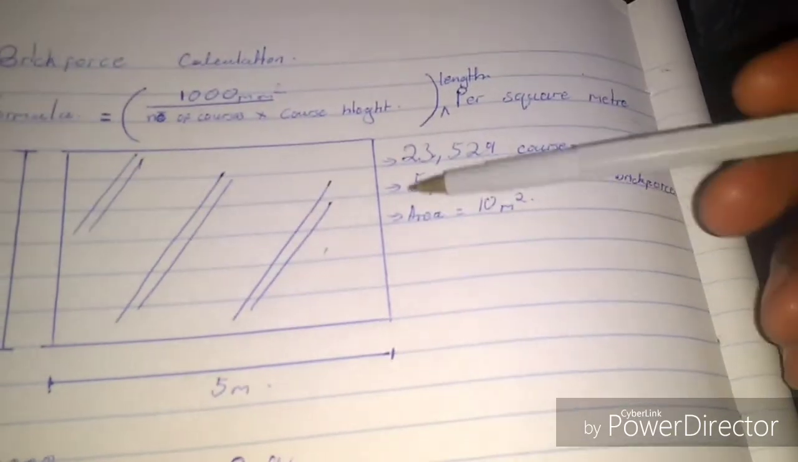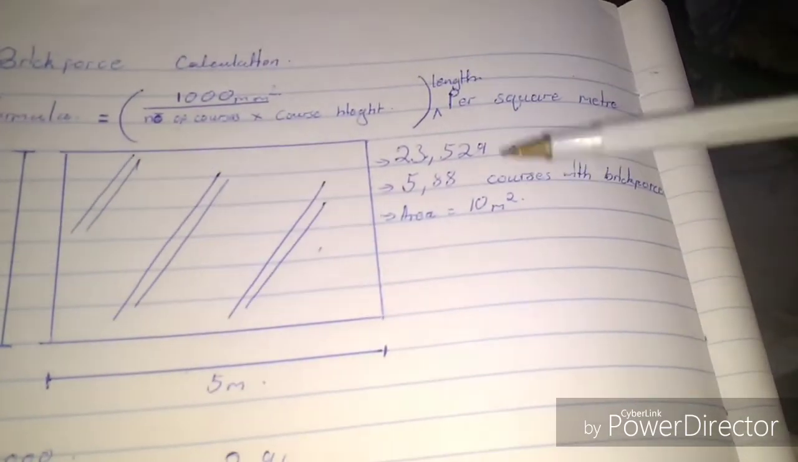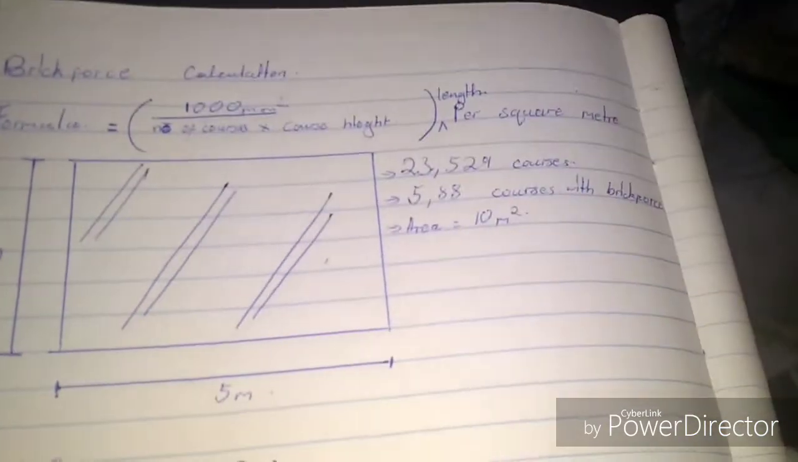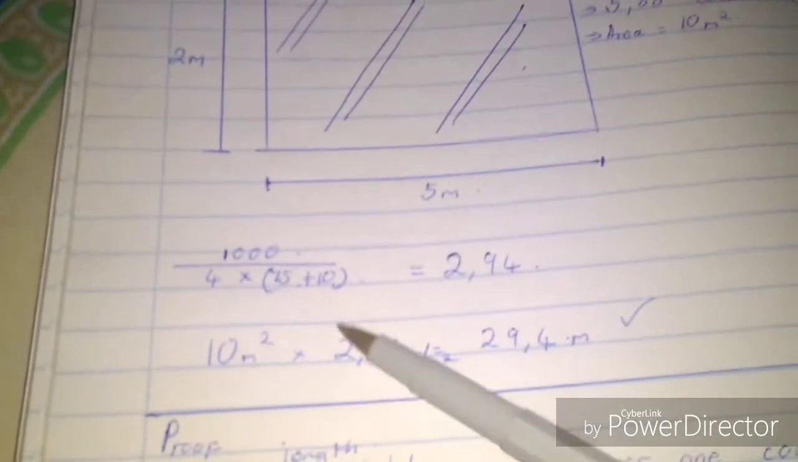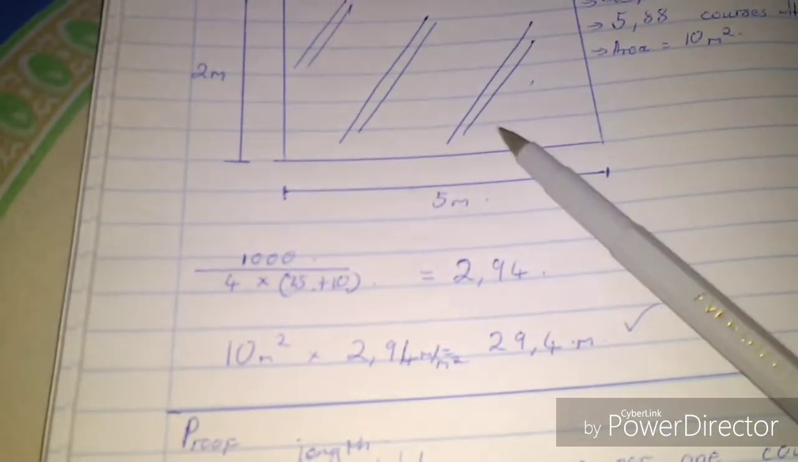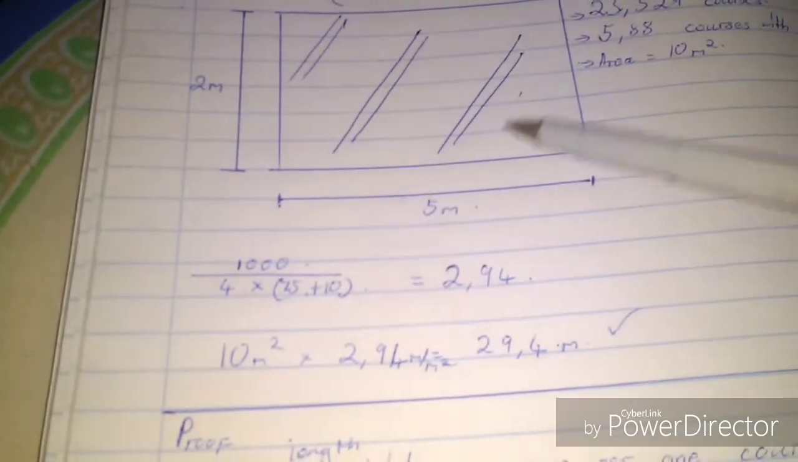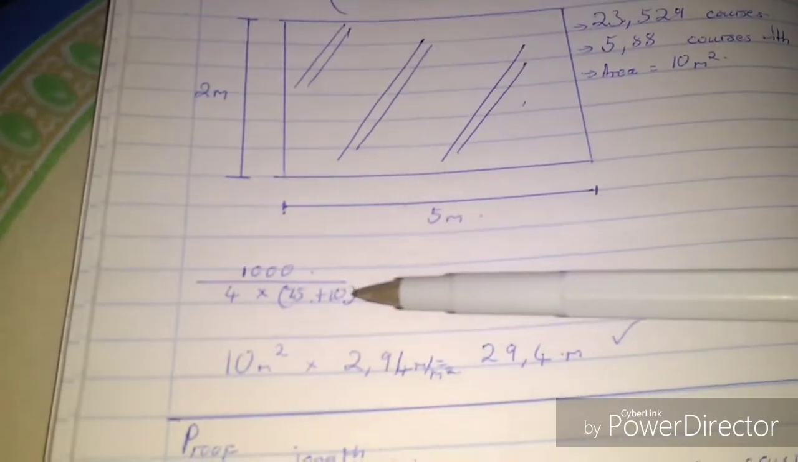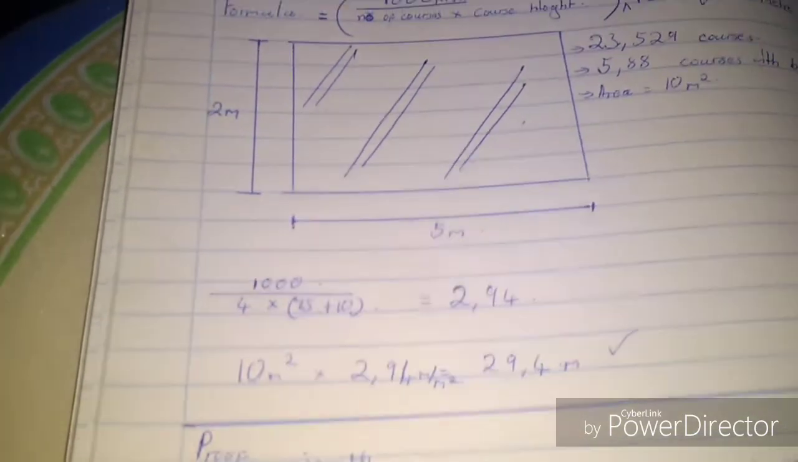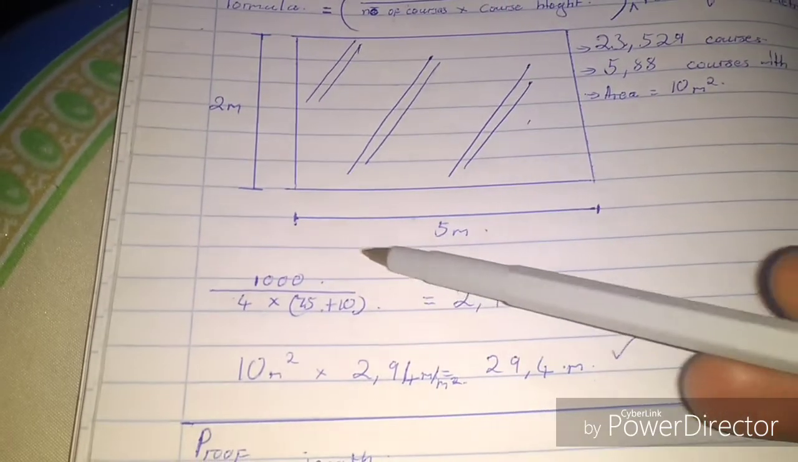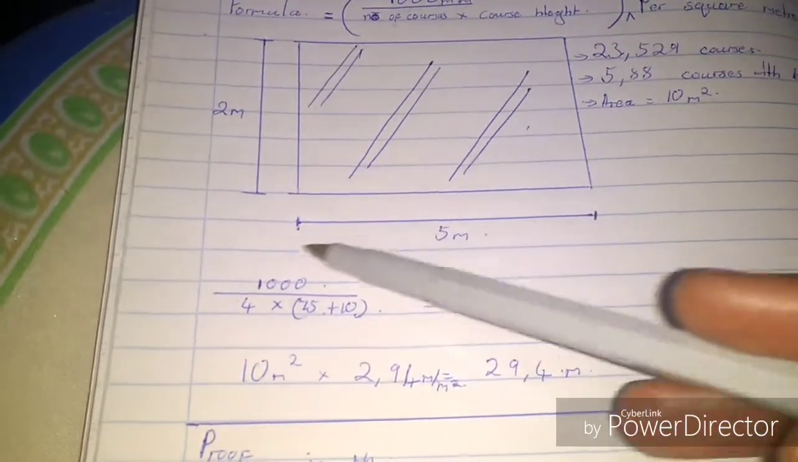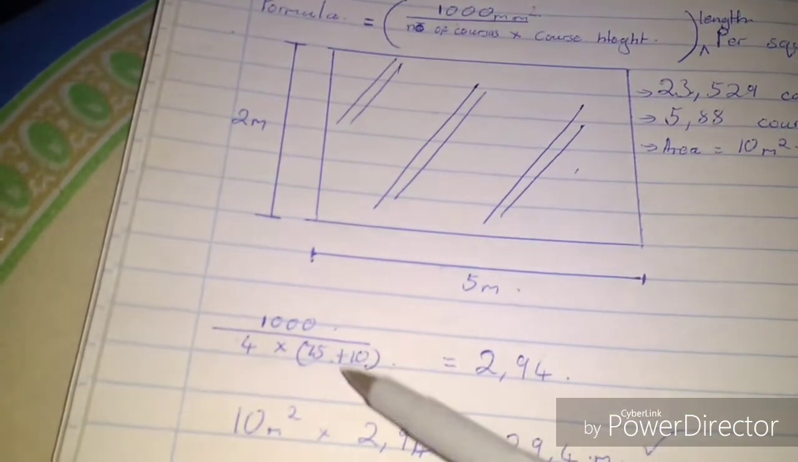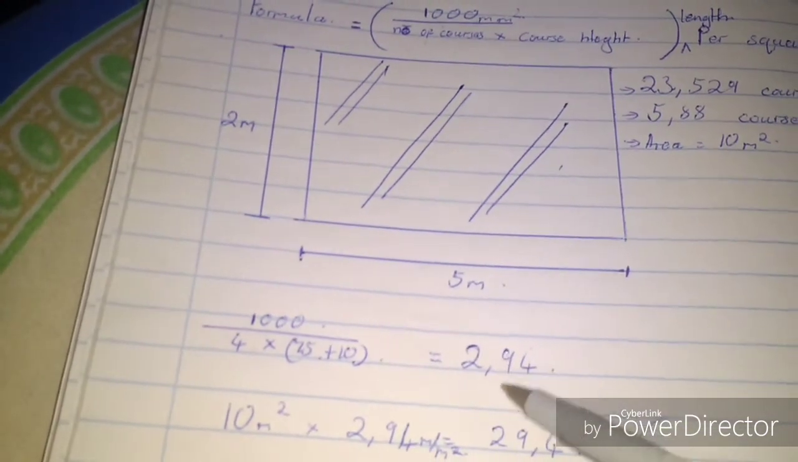So I hope you understand there on 5,88. It's actually the courses of brick force. We have got 5,88 courses here. So if we move on to calculate the total amount of brick force needed on this wall, we say 1000 square millimeters by 4 by 75 millimeters plus 10 millimeters. So here on this formula, we're actually doing calculations in millimeters. So if we calculate this, we get this number 2,94.